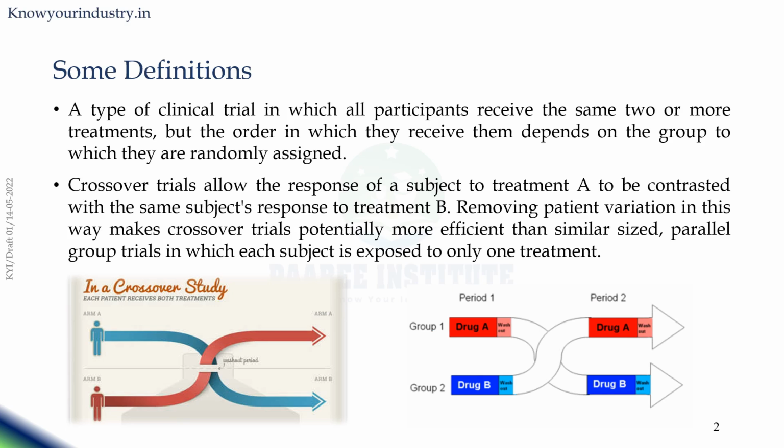So, a type of clinical trial in which all participants receive the same two or more treatments, but the order in which they receive them depends on the group to which they are randomly assigned. What does it mean? For example, you are going to do a two-way crossover study where test product and reference product is there. So for a subject who has been assigned first test followed by the reference, the test product number he will be getting will be randomly assigned.